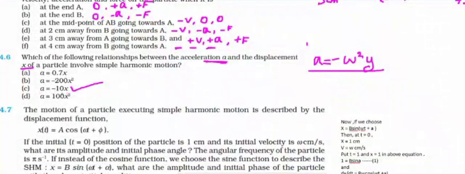So here the only correct answer is C, because A is there, negative sign is there. Instead of y you have x, and omega square is 10.